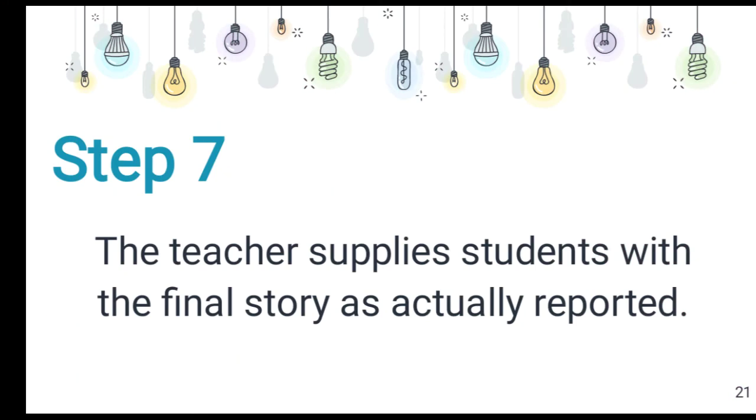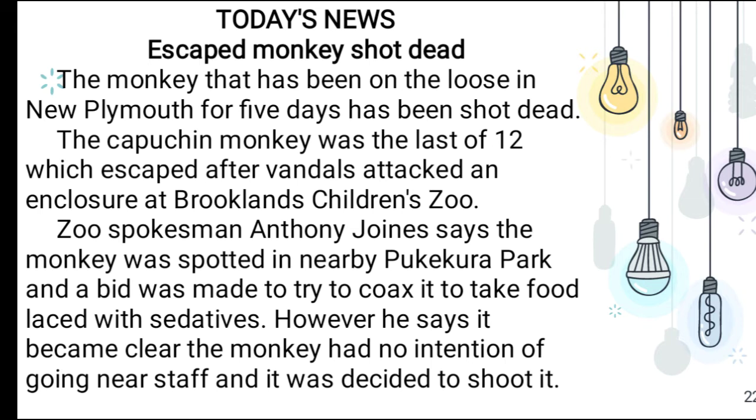Step 7. The teacher supplies students with the final story as actually reported. Today's news. Escaped monkey shot dead. The monkey that has been on the loose in New Plymouth for 5 days has been shot dead. The capuchin monkey was the last of 12 which escaped after vandals attacked an enclosure at Brooklands Children's Zoo. Zoo spokesman Anthony Jones says the monkey was spotted in nearby Pukekura Park and a bid was made to try to coax it to take food laced with sedatives. However, he says it became clear the monkey had no intention of going near staff and it was decided to shoot it.